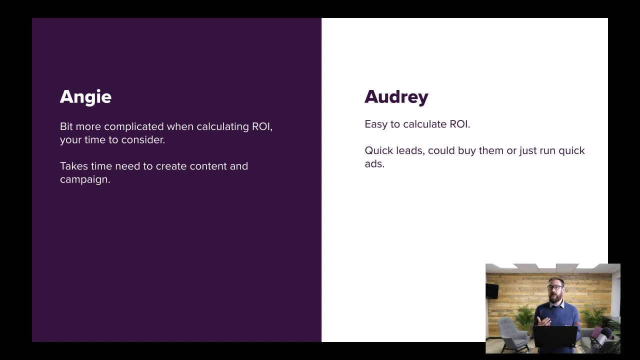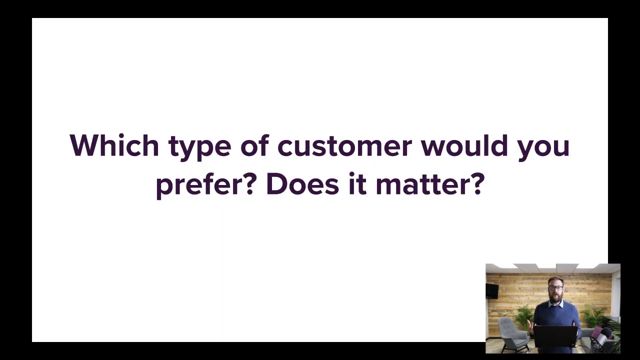I'm not saying that one is right and one is wrong, because you may prefer one or the other. Maybe you don't care about Angie because you're really good on the phone, you can build rapport really quickly, and that's not an issue. So which would you prefer? Have a little think, which would be easier to deal with. Let's say they were coming in at the same volume, you were getting 10 Audreys, 10 Angies. Which would you prefer? Would it make your life easier? Does it matter to you at all? This is one really good thing to think about when you're setting up campaigns.